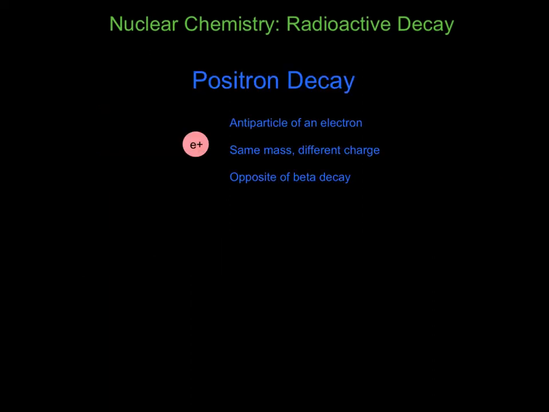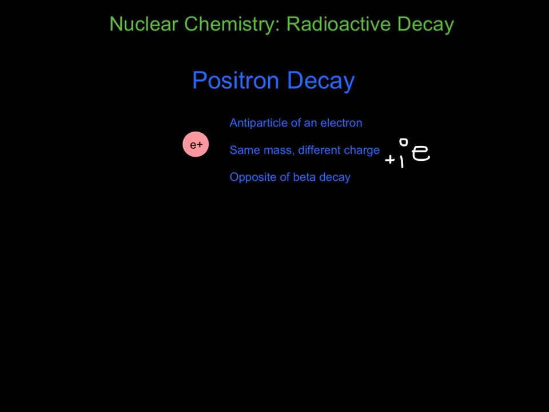There is one last type of radioactive decay worth mentioning, and that's called positron decay. Positrons are the antiparticles of electrons. They have the same mass but different charges. So we actually represent our positrons with our electron symbol and our 0 for our mass, but a positive 1, since they have a positive 1 charge. And positron decay is going to be the opposite of beta decay.